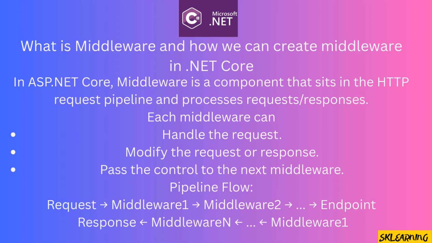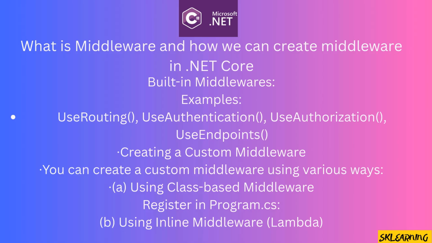Let's start. In ASP.NET Core, middleware is a component inside the HTTP request pipeline. Every incoming request passes through a chain of middleware components, and each one can do some work before passing the request to the next component. A middleware can handle the request, modify the request or response, or pass control to the next middleware in the pipeline. So the flow looks like this: request, middleware one, middleware two, endpoint, and when the response comes back, it travels in reverse order. ASP.NET Core already provides many built-in middlewares, for example, routing, authentication, authorization, static files, and endpoints.